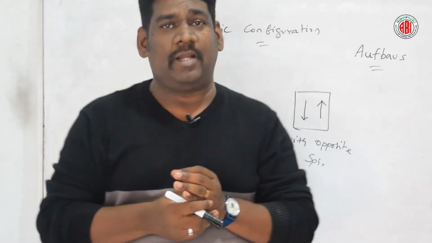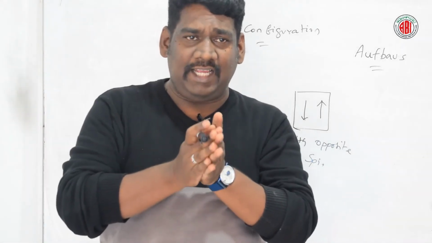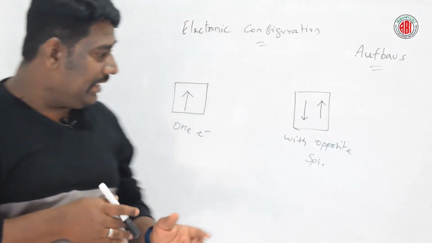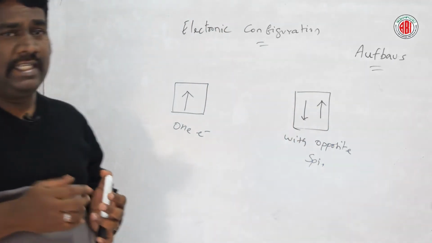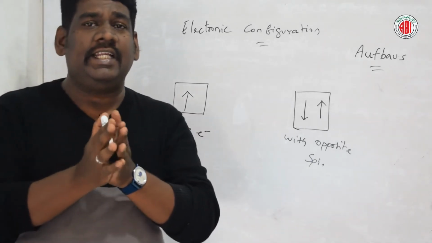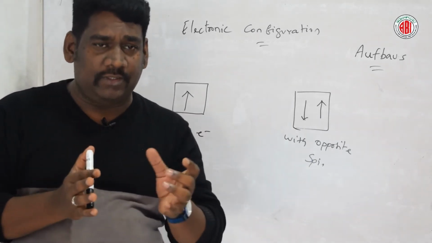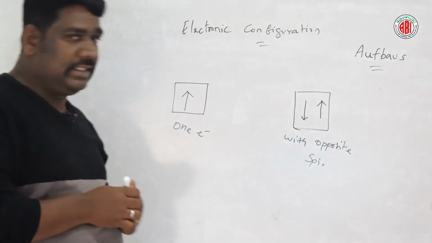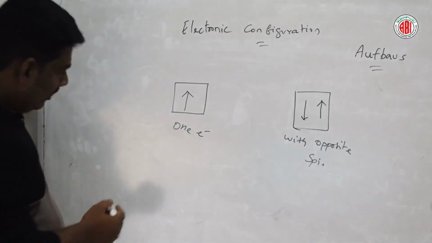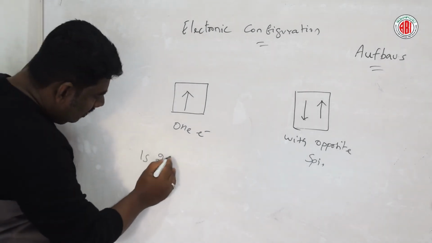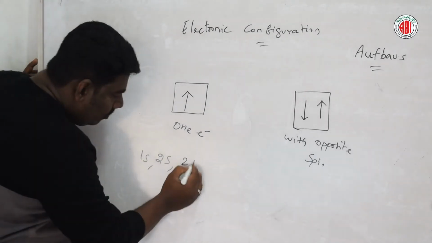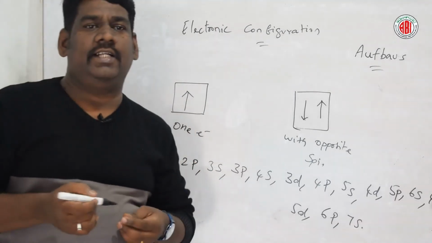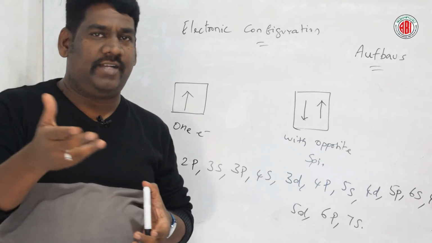From an energy level diagram for a multi-electron atom, I am going to write one sequence. This is the sequence of increasing order of energy, according to which the electrons are accommodated in the orbitals. So let us see that sequence: 1s, 2s, 2p, 3s.